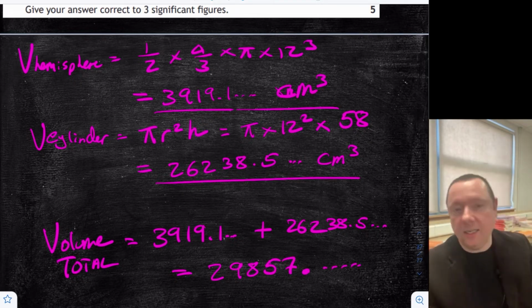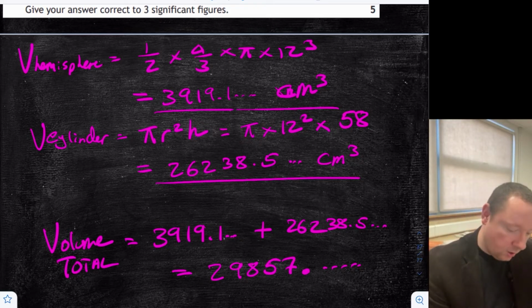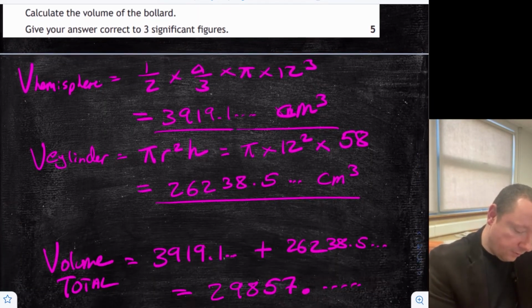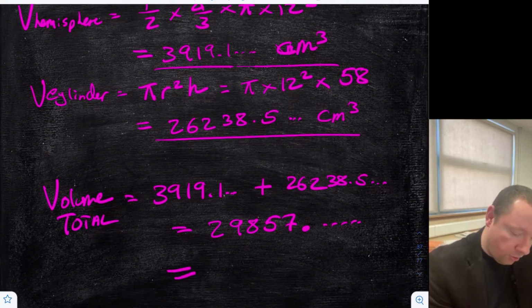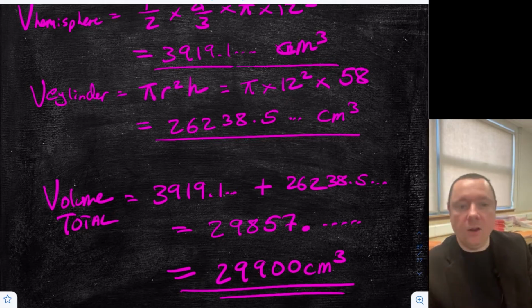Who cares? 0.6 and a bunch of other stuff, because we're going to round it now to 3 significant figures. So 3 significant figures, 1, 2, 3. We need to round here, so it's 29900 centimeters cubed. Make sure you write down your units.